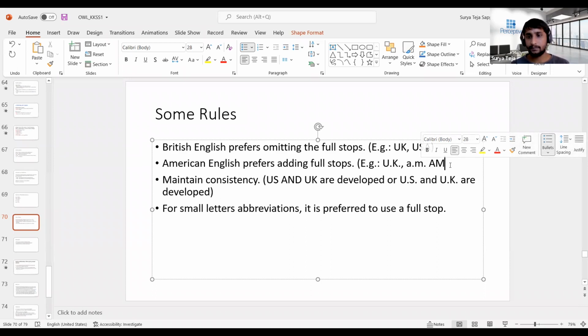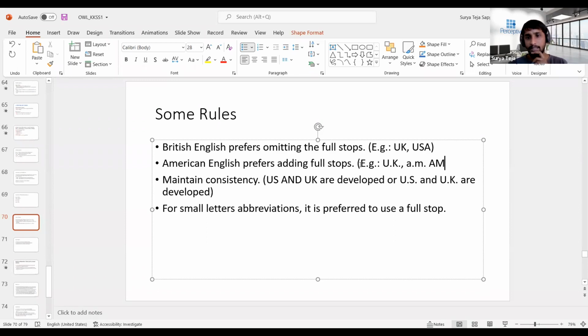So when we are writing a mail or setting up a meeting, depending upon the person or the client, and which place they are originating from, we have to change accordingly whether to use a full stop or not.